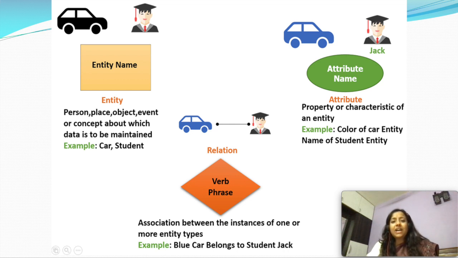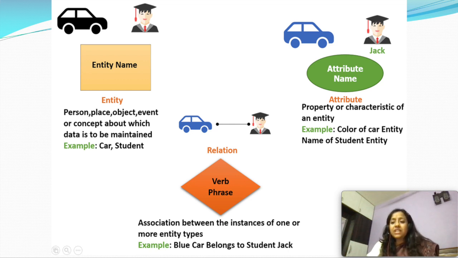Now coming to the attribute. Attributes are properties or characteristics of an entity. For example, if I am talking about a car, what is the model of that car? What is the color of that car? Etc. If I am talking about a student, what is the student's roll number? What is his or her name? What is the address of the student? These are all attributes, that is, properties or characteristics.